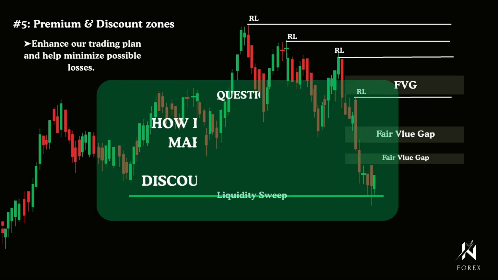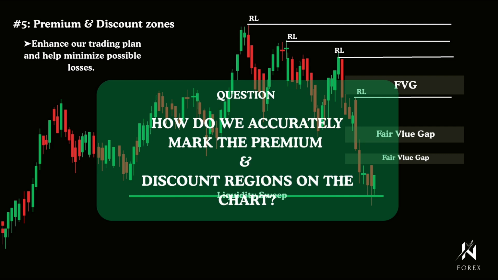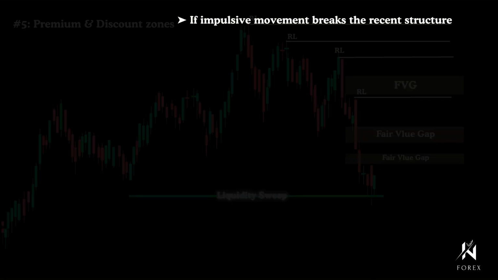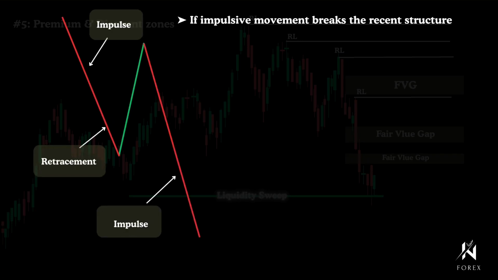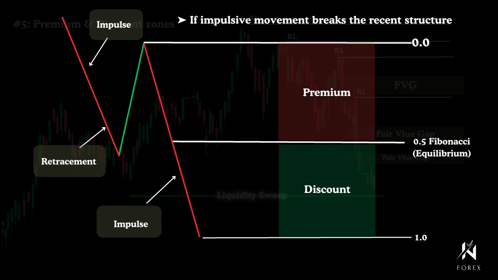Now, how do we accurately mark the premium and discount regions on the chart? To determine whether the price is in a premium or discount zone, we use the Fibonacci tool by connecting the swing high and swing low of the price movement. The area below the 0.5 Fibonacci level is referred to as the discount zone, while the area above the equilibrium line is known as the premium zone. These zones are considered reliable only when an impulsive move breaks the recent market structure.